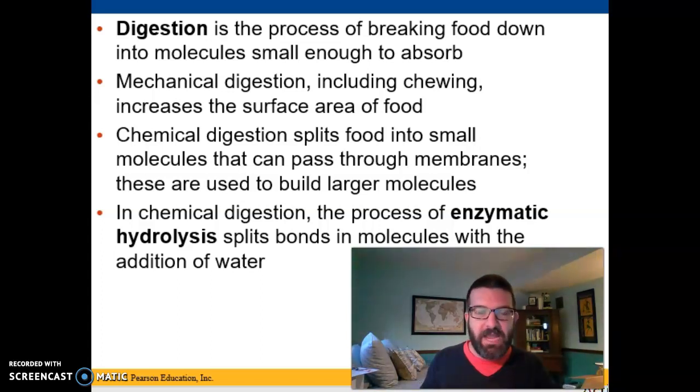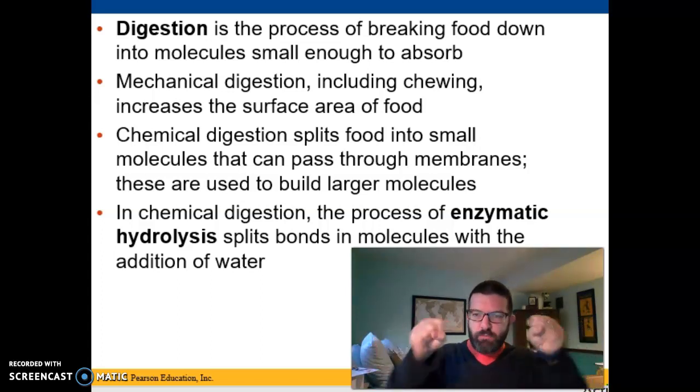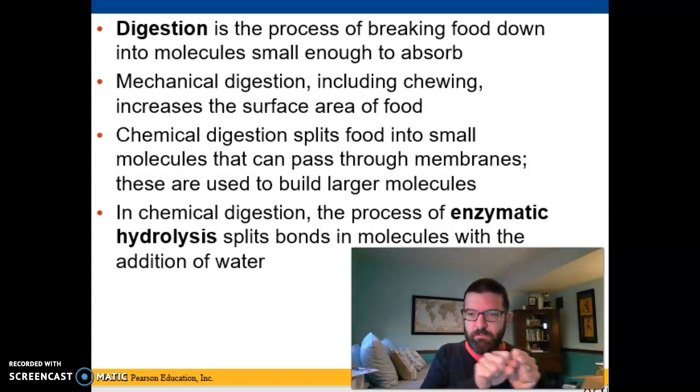So chewing is a great example of mechanical digestion, as is mushing in your stomach, right? Your stomach churning. And this increases the surface area of food and makes much more of it available for the next stage, for the enzymes that are going to help you chemically digest your food. Chemical digestion involves the actual breaking of chemical bonds. So you take a polymer, like a polysaccharide, like starch maybe, and you break those bonds in between the monomers until you get just individual monomers floating around.